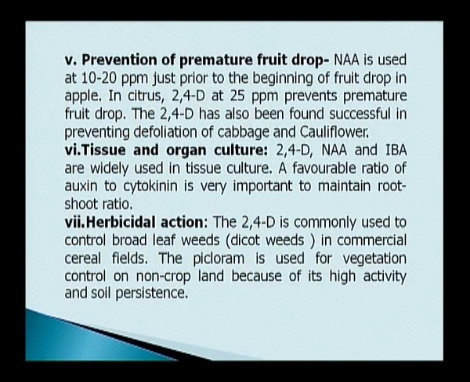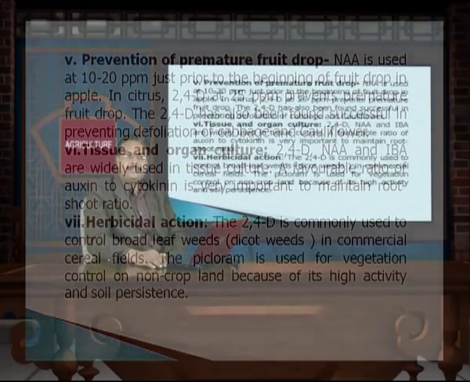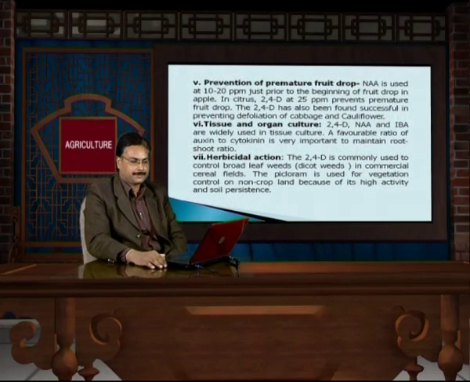Tissue culture and organ culture. Tissue culture is a technique to grow the plants under artificial conditions, where a combination of auxin and cytokinin is very important to induce root and shoot portions. So, 2,4-D, NAA and IBA can be used in tissue culture. A favorable ratio of auxin to cytokinin is very important to maintain the root-shoot ratio. The auxins always initiate the roots and cytokinin initiates the shoots. So, the concentration of auxin can be utilized to initiate the roots in the tissue culture raised plants.